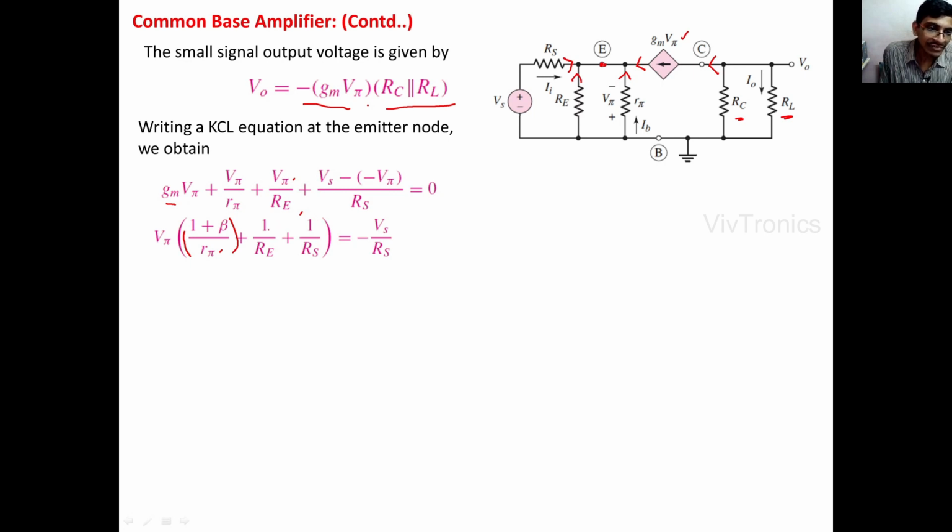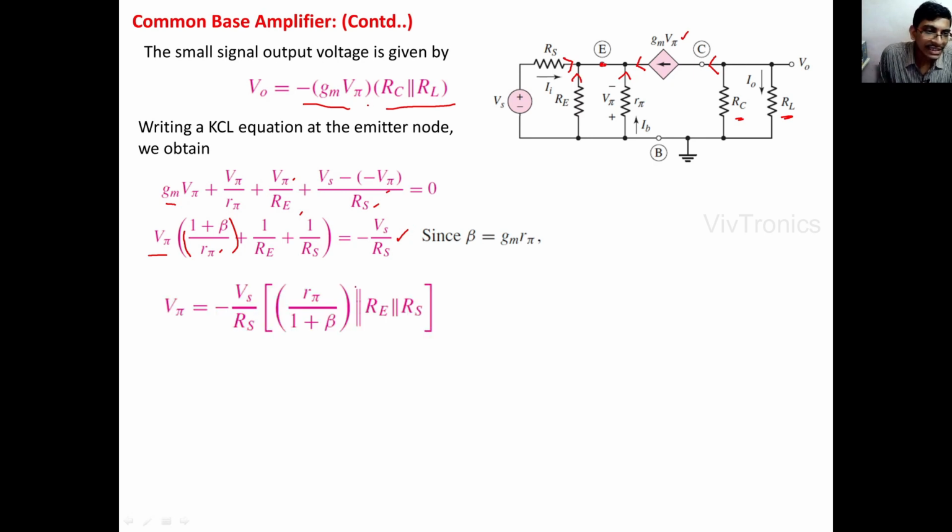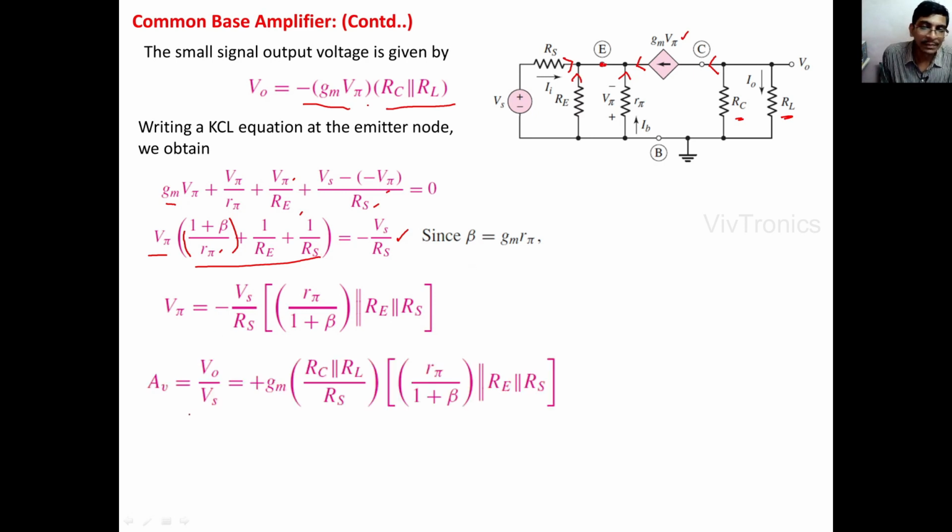plus after taking the V pi as common, we have 1 by Re, and in this equation we have minus of minus which will be plus, therefore plus V pi by Rs we have, that becomes 1 by Rs after taking V pi as common, and we have Vs divided by Rs which was taken to the right hand side, that becomes minus Vs by Rs. Okay, since beta is equal to gm into R pi, here the V pi will be equal to minus Vs by Rs into this entire equation. Okay, and now the voltage gain AV can be written as output voltage divided by the input voltage Vs.